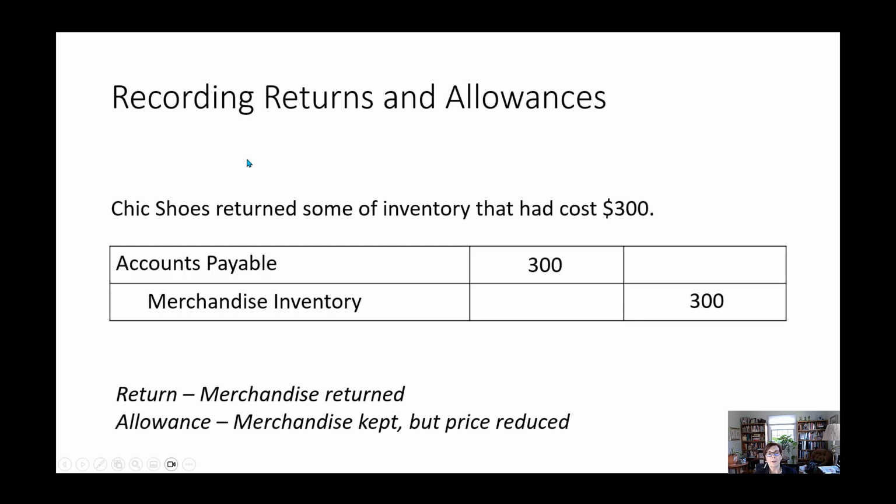Okay, so we call this account returns and allowances. In this case, we returned the inventory. But it could be that there was an allowance instead. So it could be that we bought the inventory and we said, listen, these are blue shoes and we ordered black shoes. And the company says, okay, listen, we'll give you a credit for it. Just keep the shoes, right? So in that case, you would record it exactly the same here because you would be reducing the cost of your inventory and reducing the amount that you owe your supplier or your vendor.